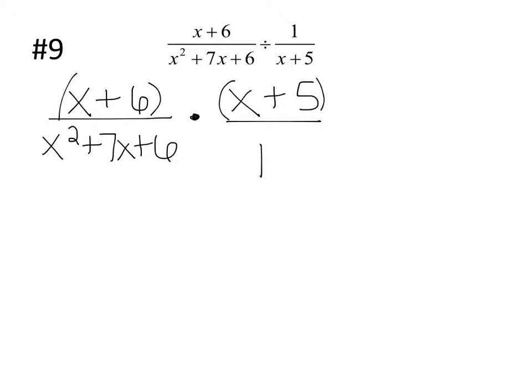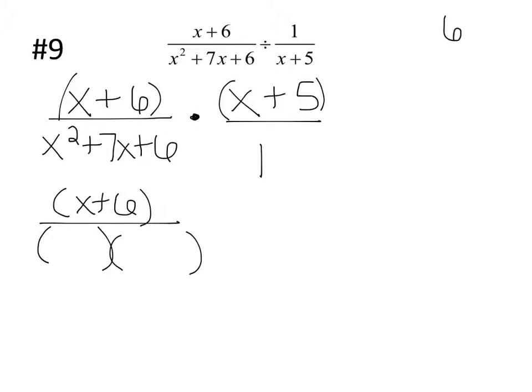Okay, now let's factor. So I have x plus 6, can't do anything with that. I'm going to factor the denominator here. So it's my factors of 6 that give me 7. So I've got 1 and 6 and 2 and 3. So it's going to be 1 and 6.